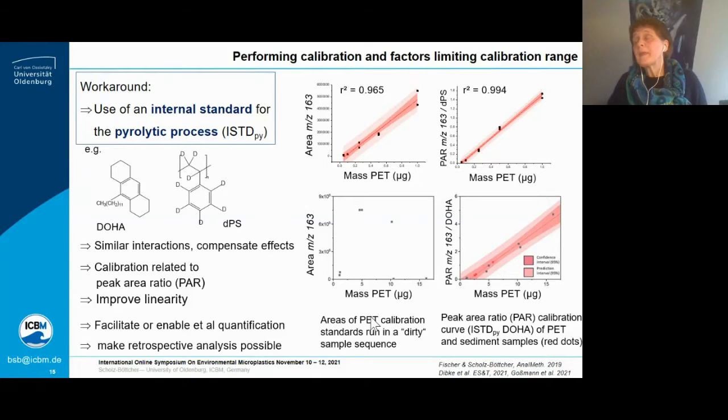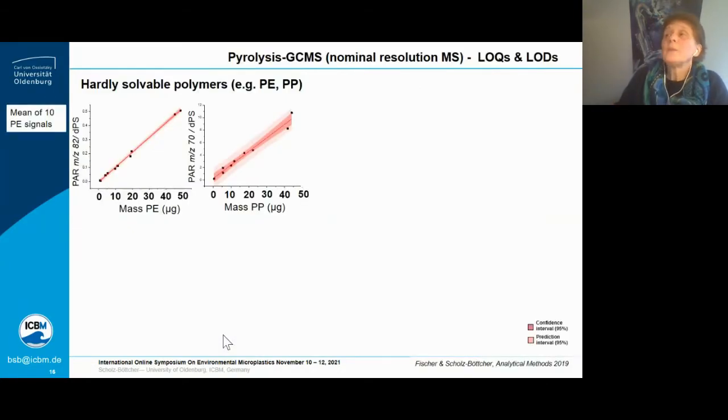And a very nice point of internal standardization as well is that it enables even a retrospective analysis of already measured data for additional polymers which might come into perspective later. And because there is a measure in the data file, there is a direct opportunity to retrospectively look for other polymers as well. Now some examples for calibration curves for different background conditions.